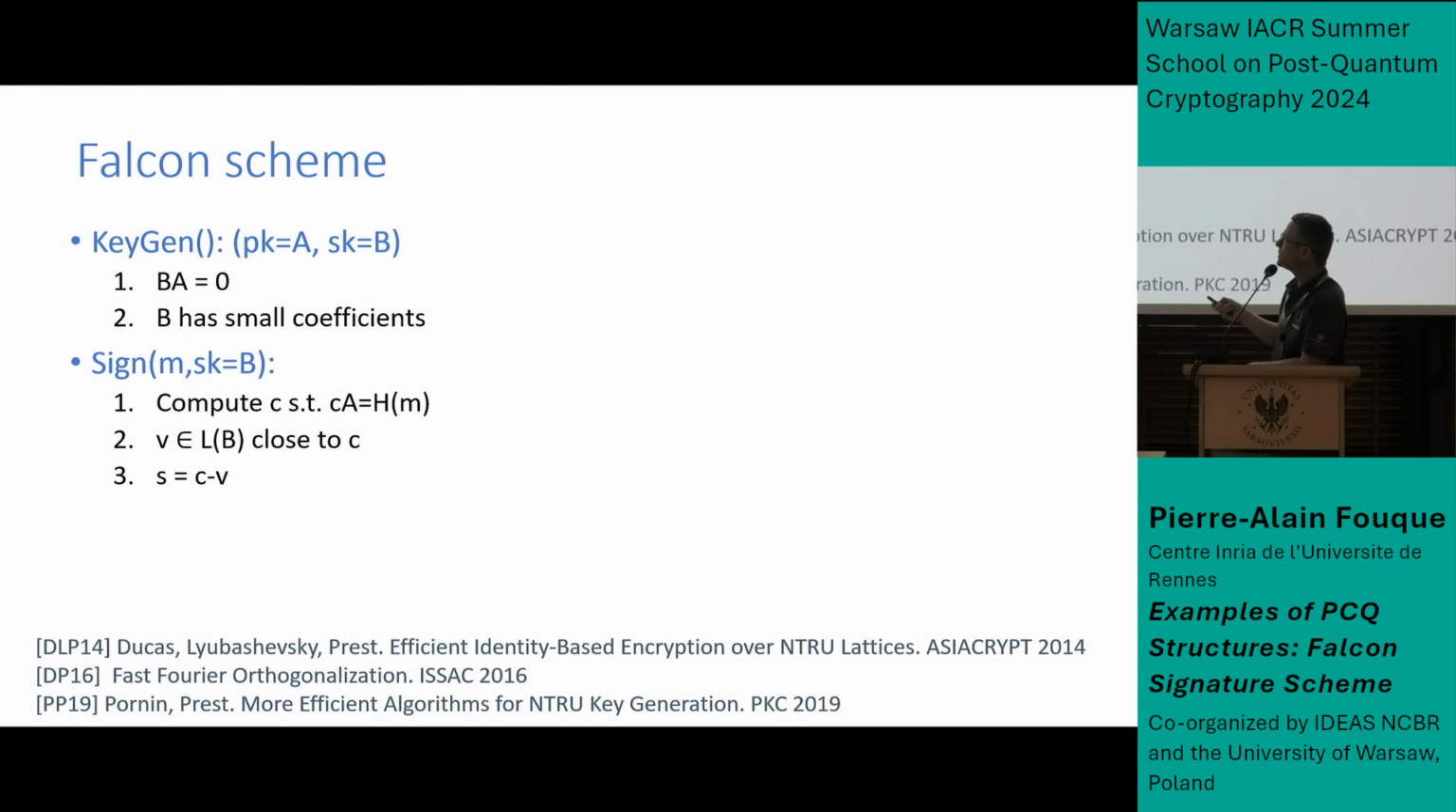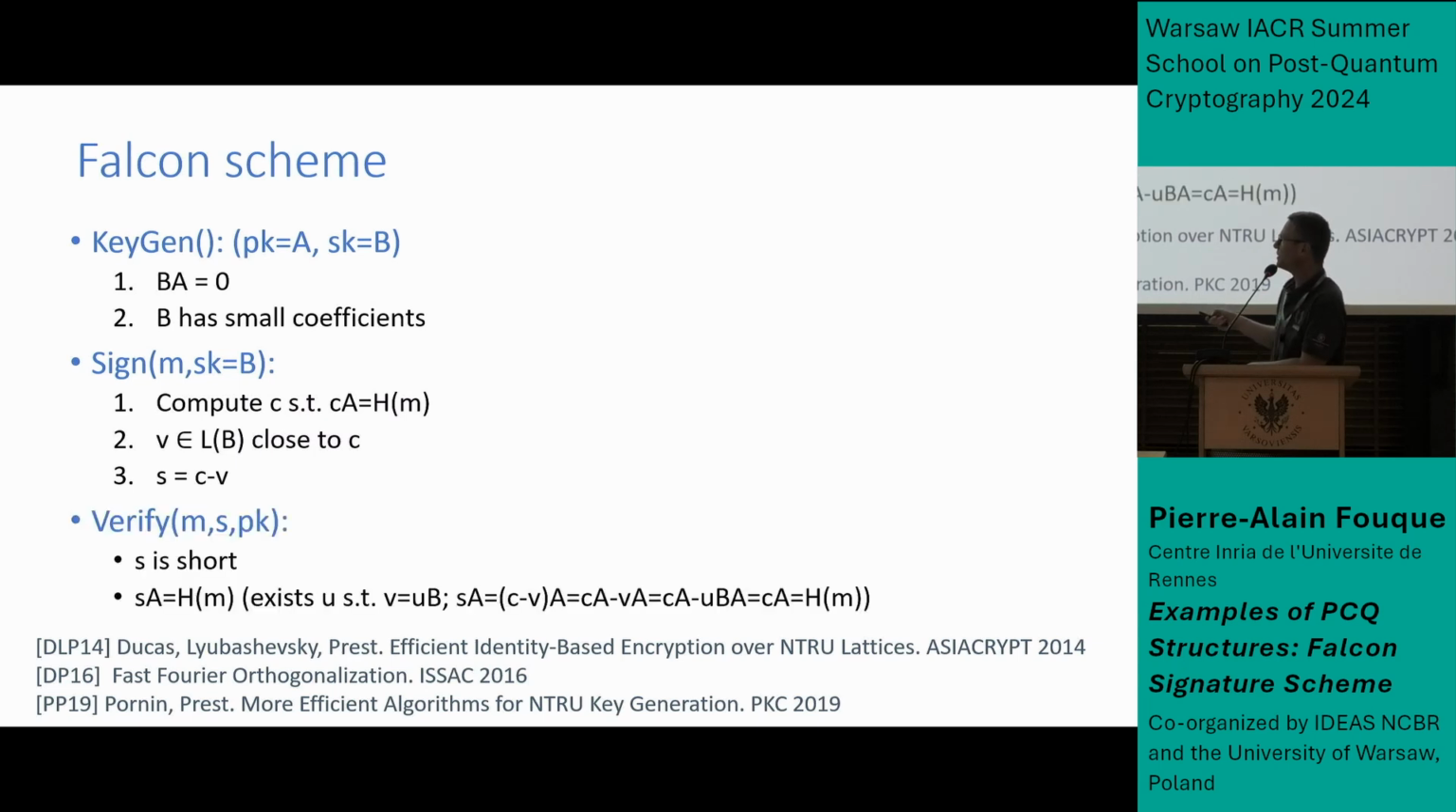Okay, and to sign, it's exactly the same. You generate some value C from the hash of the message. You compute some lattice point V that is close to C according to the secret basis, randomly. And then you just output the difference between C and V. And this is the signature. And to verify, you just check if S is short and if the equation holds.